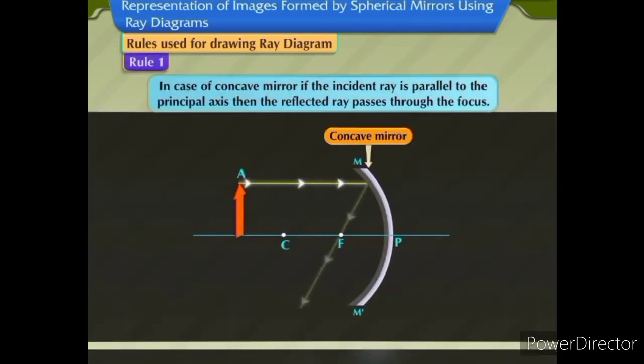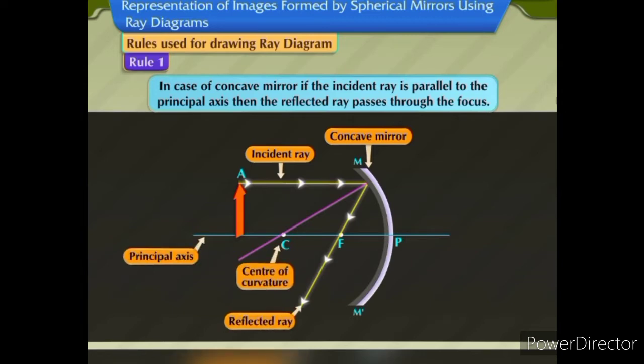Rules used for drawing ray diagram. Rule 1. In case of a concave mirror, if the incident ray is parallel to the principal axis, then the reflected ray passes through the focus. Here, the incident ray makes an angle I with the normal. A normal to the surface of the mirror at any point passes through the center of curvature C. The reflected ray makes angle R equal to I with the normal and passes through the focus.